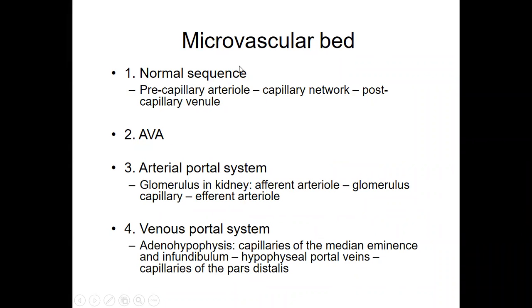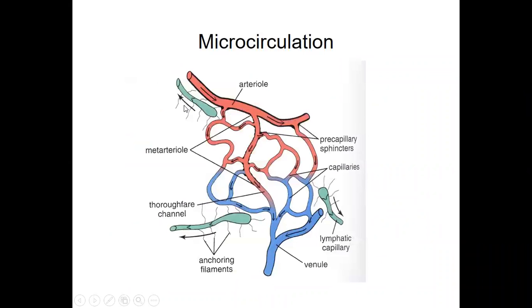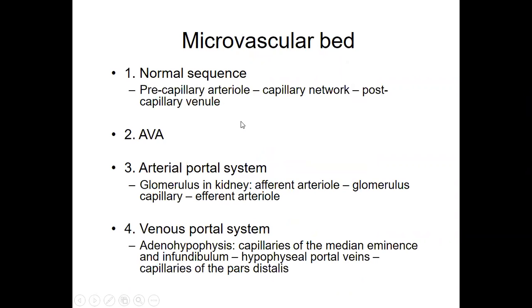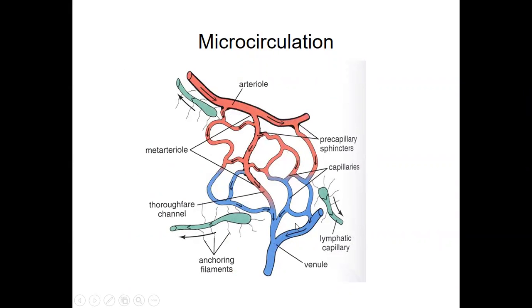For the microvascular bed, the normal sequence is from the precapillary arteriole, capillary network, to the postcapillary venule. From the arteriole we have the capillary network to the venule. In the middle here, we have the Rocco channel, but here we have the capillary. So there is the normal sequence: arteriole, capillary, and vein.